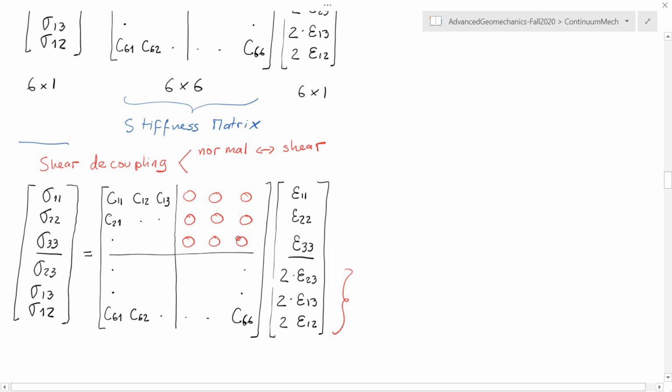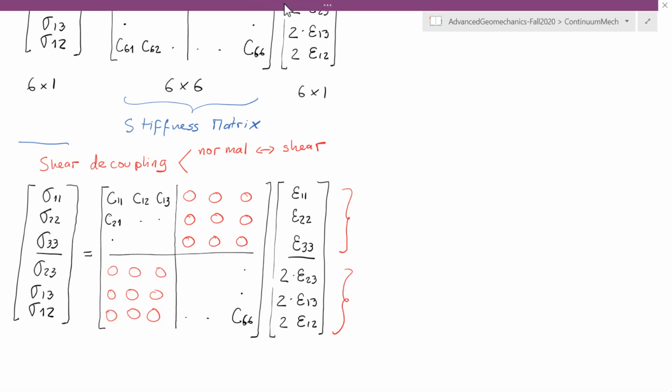And I could also think of a similar thing for these other normal or linear strains over here. These linear strains cannot cause a shear stress. Therefore, these elements here are going to be 0 as well.